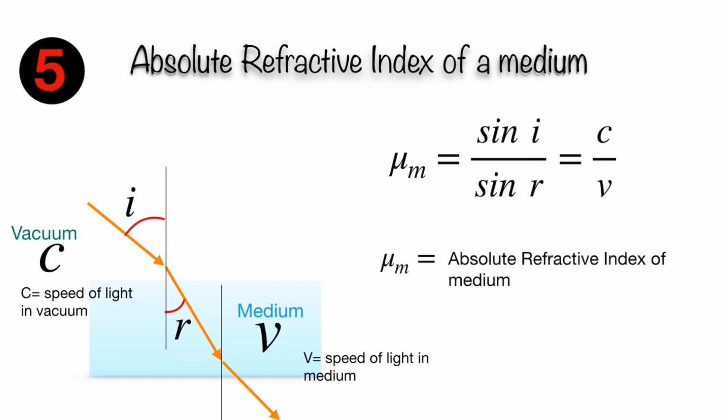The refractive index of a medium is greater than or equal to 1 because the speed of the light in vacuum is maximum, which is 3 into 10 raised to power 8 meter per second. So, it will be equal to 1 only in case when we are talking about the absolute refractive index of vacuum.